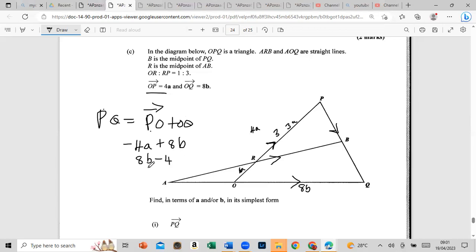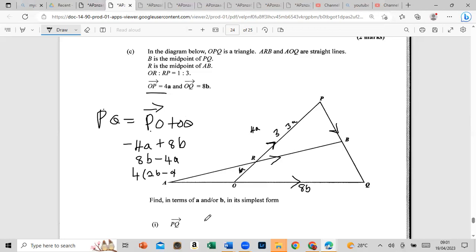You can factor out the 4, show them, so we write: factor out 4, and then we have 2b minus a. That would be from P to Q. So that's the first thing that it asks us to find, from P to Q.